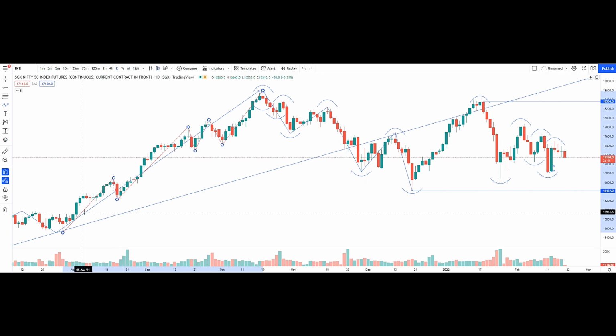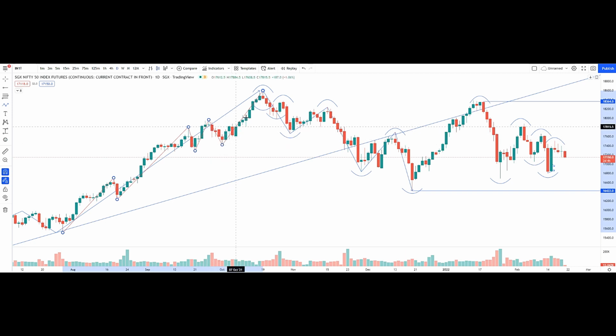There are terms called impulse wave and corrective wave. Impulse wave is in the direction of the trend, whereas corrective wave is the opposite wave and is less forceful than the impulse wave. We can clearly see that in this chart. From this point to this point, price increased rapidly, and when there was a correction, it was a very small correction. Then there was an impulse on the higher side again, and from this low to this high, price increased rapidly, whereas the correction was small. Then again there was an impulse on the upside, but this time the correction was for a longer time.